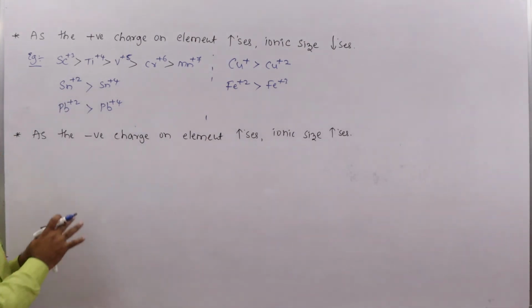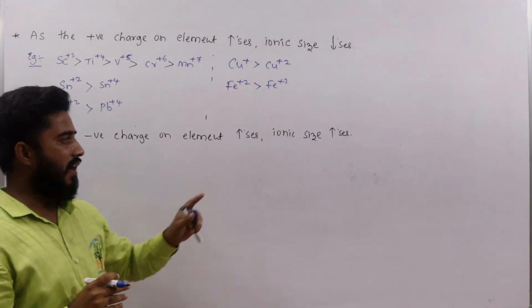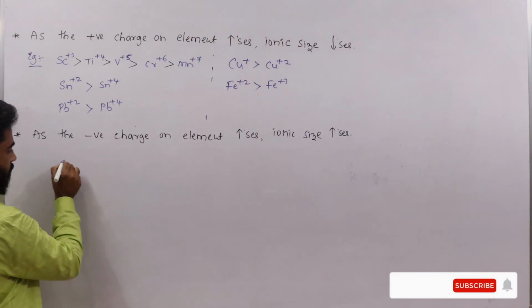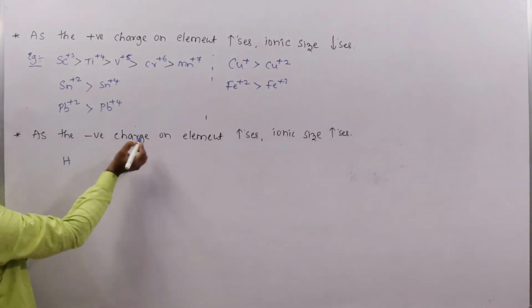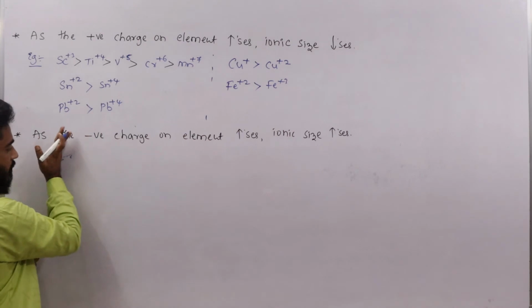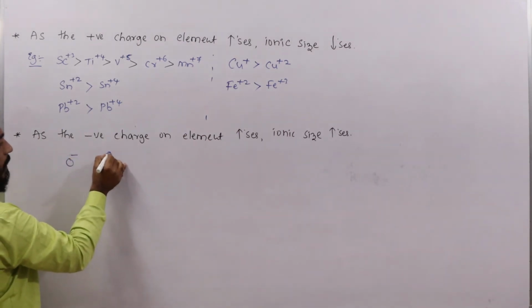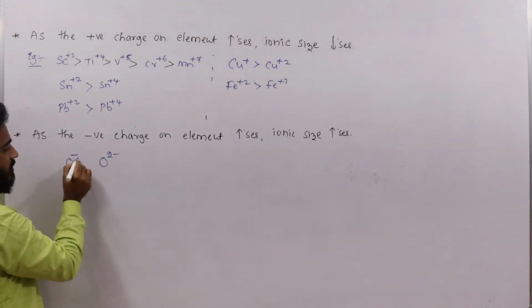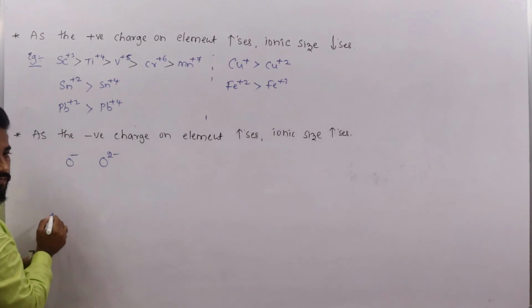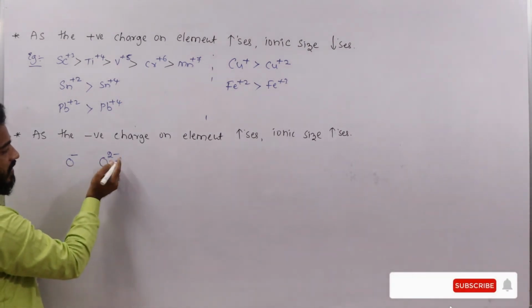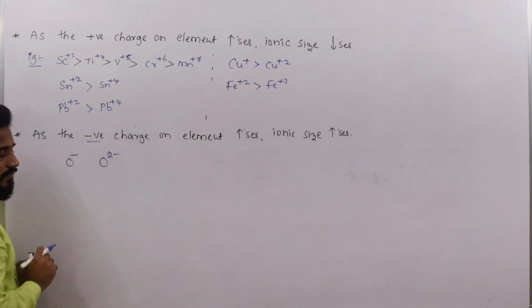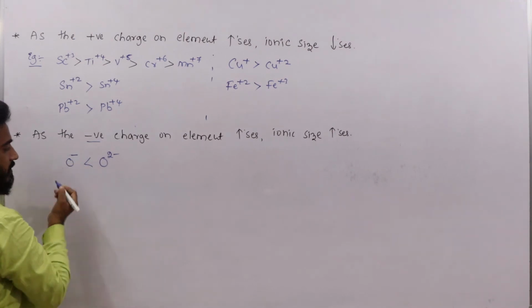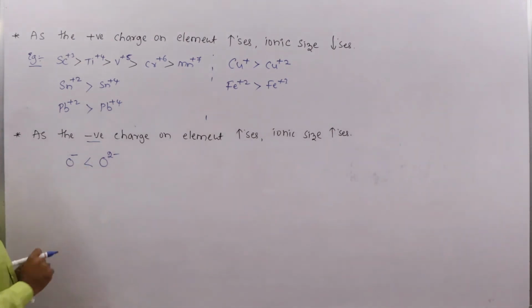As the negative charge on an element increases, ionic size increases. For example, if you take O minus and O2 minus, here is a minus 1 charge, here a minus 2 charge. From here to here, the negative charge increased. When the negative charge increases, size increases. From here to here, size increases.